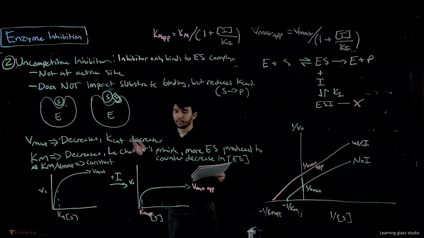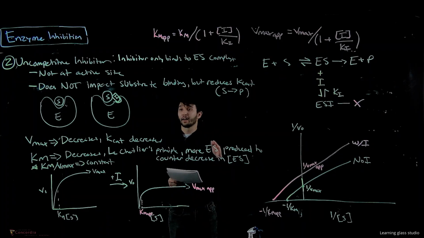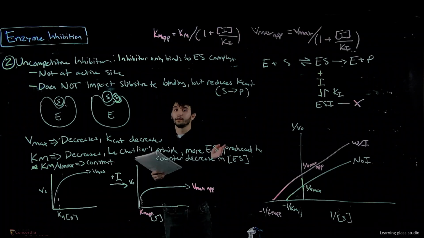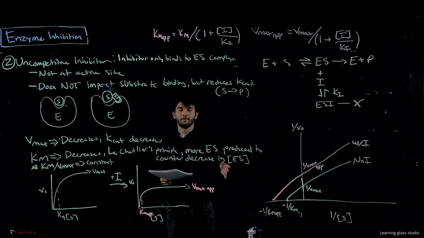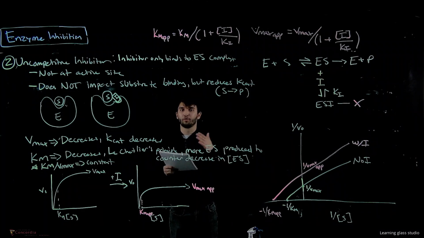All right, next up, uncompetitive inhibitors. These are inhibitors that only bind to the enzyme substrate complex. They do not bind at the active site, and they do not impact substrate binding, but they instead reduce the Kcat, the rate of reaction, the rate of conversion of substrate to product.